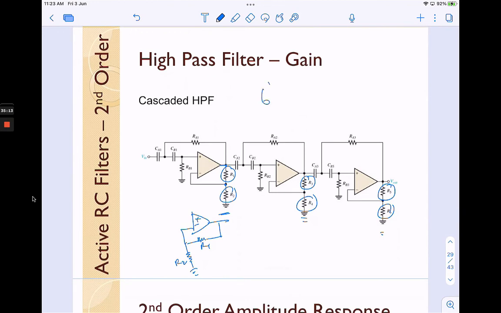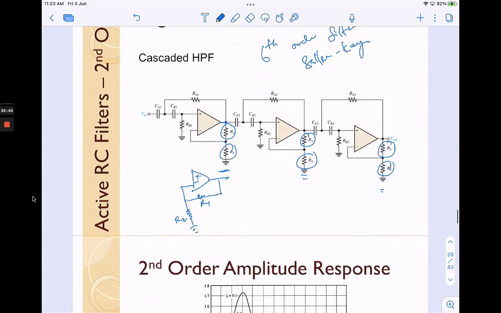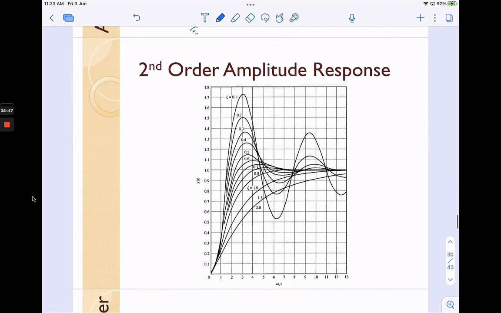Okay, so this is a 6th order filter with Sallen-Key topology. So it depends on the resistor and capacitor, which will determine the cutoff frequency for this high pass filter. Okay, so this is a 2nd order and higher order amplitude response.